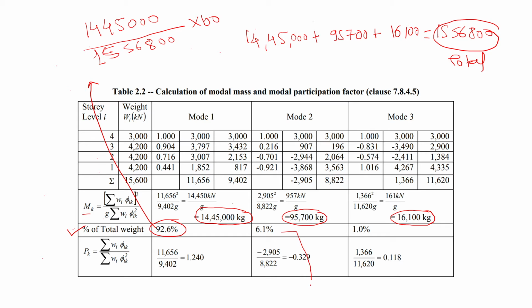Here similarly, 95700 divided by 1556,800 multiplied by 100, and similarly I have calculated this value. Okay, so this is percent of the total weight.